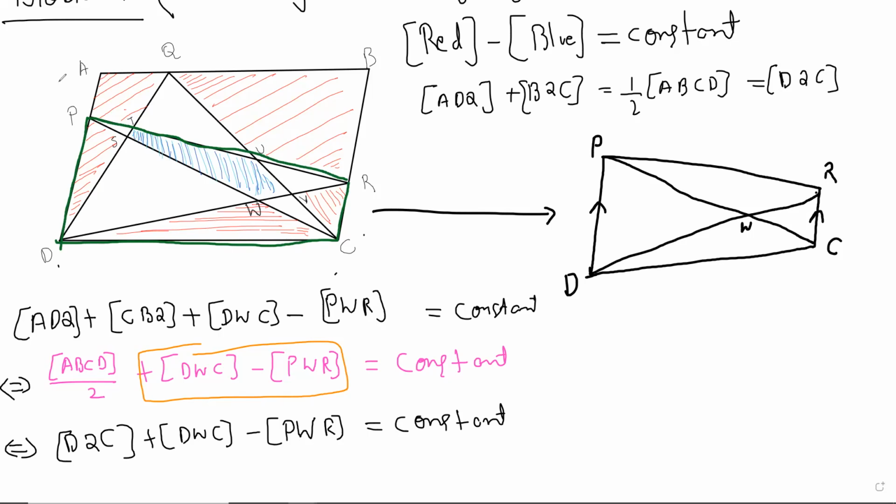PDW and... That's right. But yeah, but that's not the case. But even then, see, you can say that PDR is same area as PCD. Can't we say this? Same base, same height, right? And so we are done, right? And this is the common triangle.